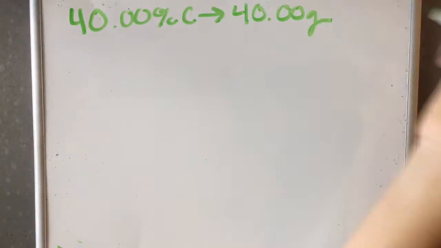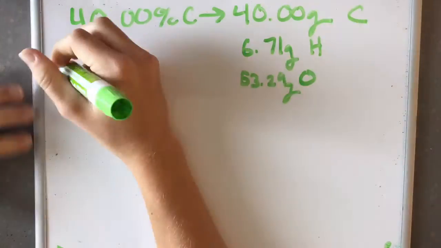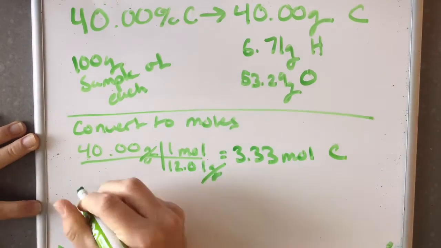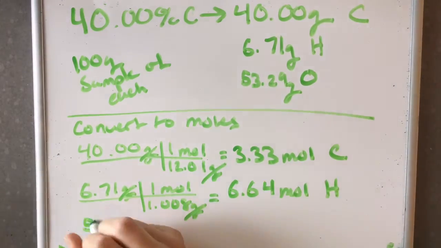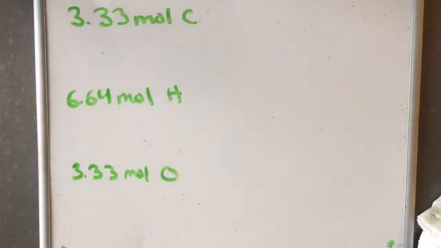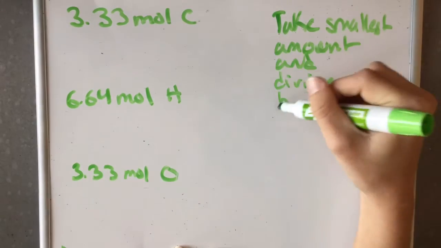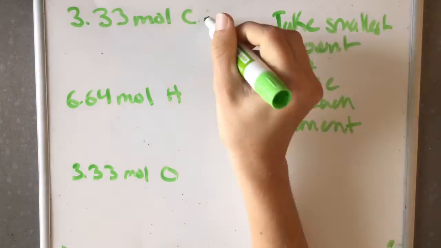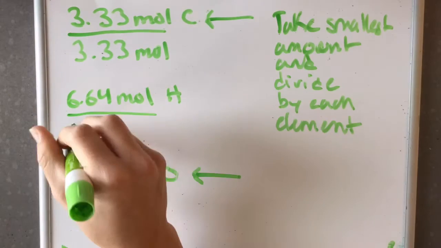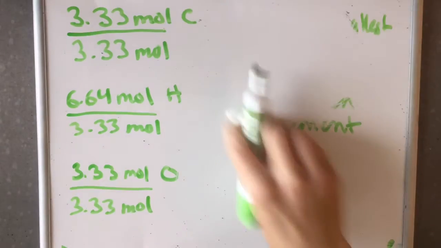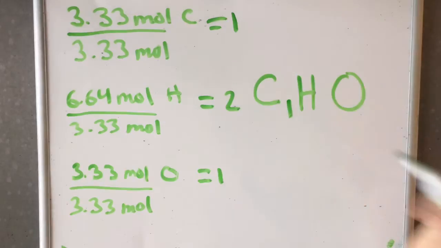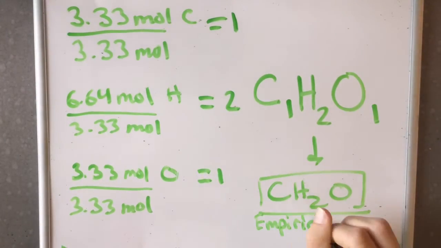Now, using the mass percent that we were given, we're going to pretend that there's a 100-gram sample of each of the elements in the compound and convert each of them to grams. With the grams, we're going to use the molar mass of each element to convert it to moles. Now, by using the moles of each element, we are going to determine which has the smallest amount. As you can see here, carbon and oxygen both have the smallest amount of moles, so we're going to divide each value by 3.33 moles to get a ratio. Now that we have the ratios of each element, we can find our empirical formula, CH2O.